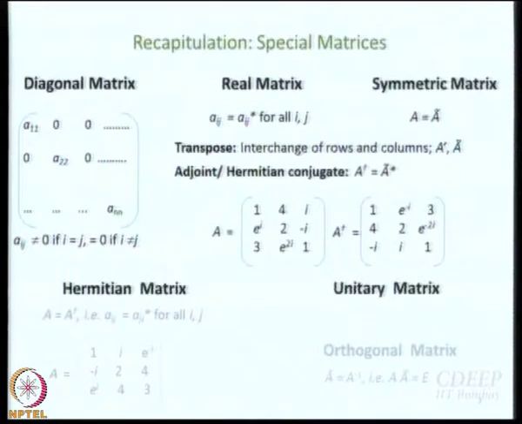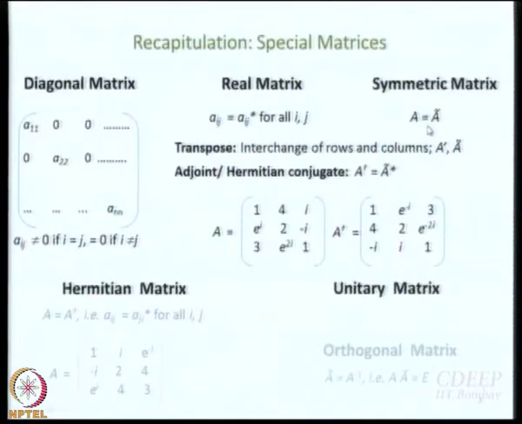And what is an adjoint or Hermitian conjugate? A dagger. A dagger is A dash star. That means not only do you transpose, you also take the complex conjugate of each and every element, alright. And then symmetric matrix is something which is equal to its transpose, A equal to A tilde. That means in that case that C2 operation along the diagonal is a symmetry operation for those matrices, isn't it, right.